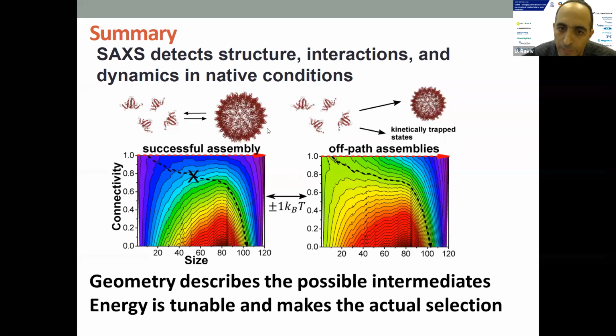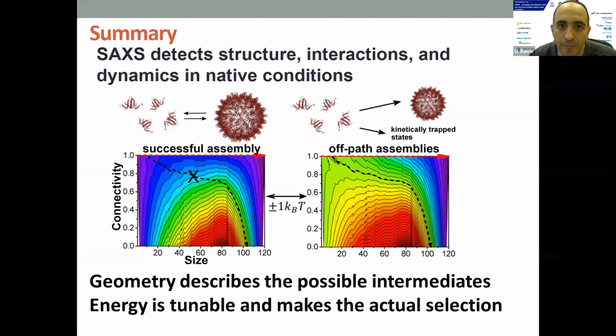So the geometry of the particles describes the possible states of intermediates, but energy is tunable by ionic strength and temperature, and the energy is making the actual selection of which assembly pathway will be taken eventually. And this is how the system solves itself.